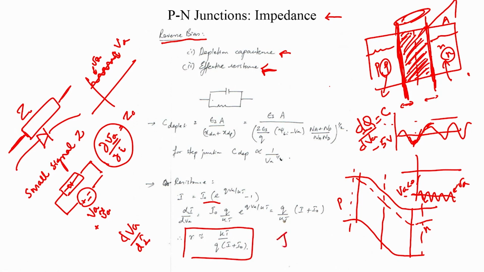I naught is nothing but your J naught times the cross section area, and I is nothing but the current density into the cross section area. And we have already seen what J naught is, all the parameters it depends upon. So in reverse bias, this is the small signal capacitance and that is the small signal resistance.